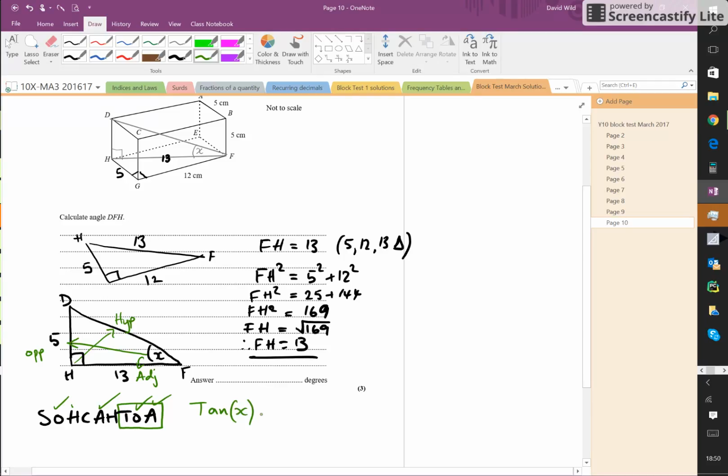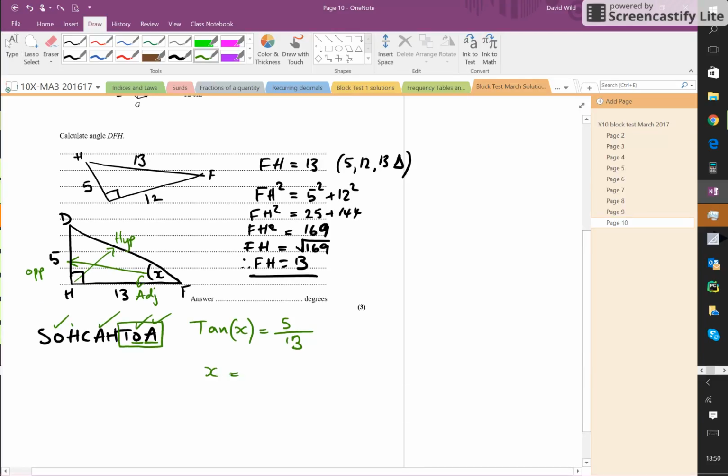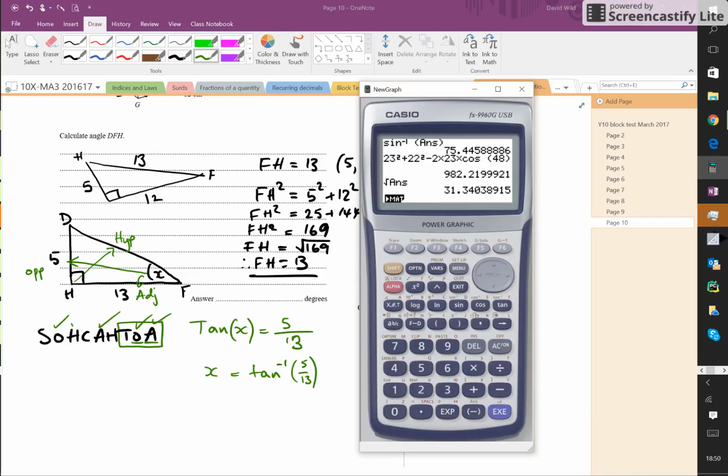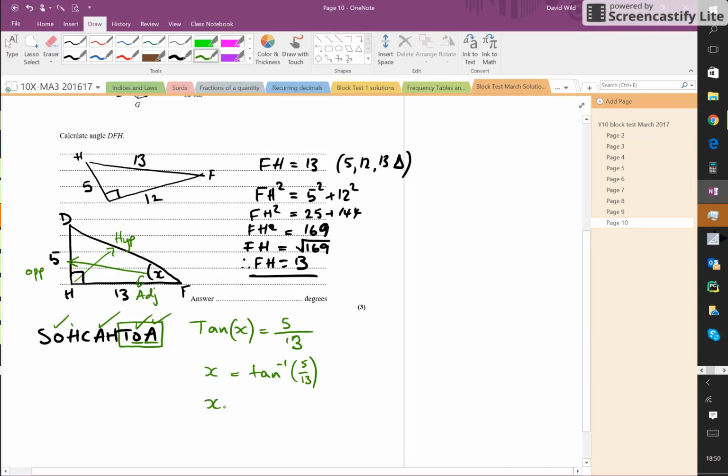So the tan of X is the opposite, which is 5, over the adjacent, which is 13. And that tells me that X is the inverse tan of 5/13. And we'll do that on the calculator. Inverse tangent of 5/13, and we get 21.04. 21.04 degrees. And that's our answer.